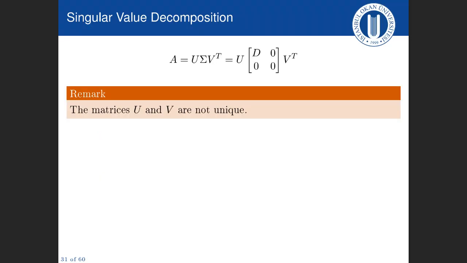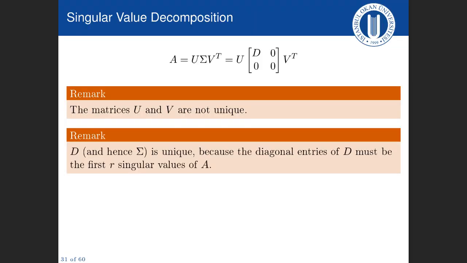When we do a singular value decomposition, the matrices U and V do not have to be the same. I mean, they are not unique. There are different ways to find this. Different people who calculate a singular value decomposition could get different answers for their U and their V. That's okay. But the matrix D, and therefore the matrix sigma, is unique.